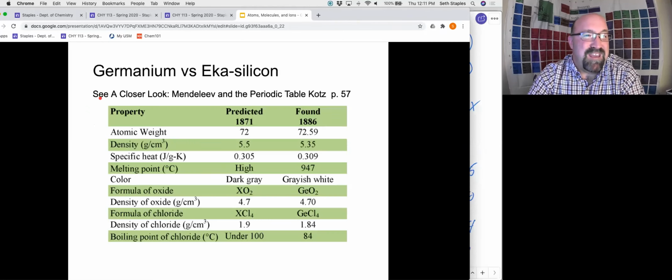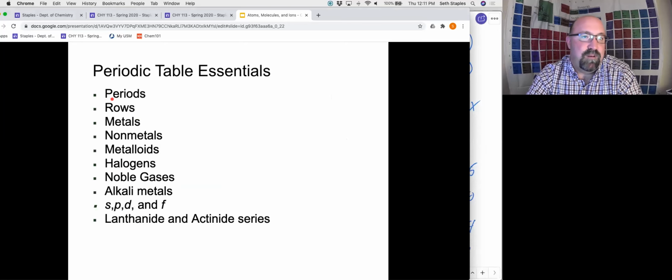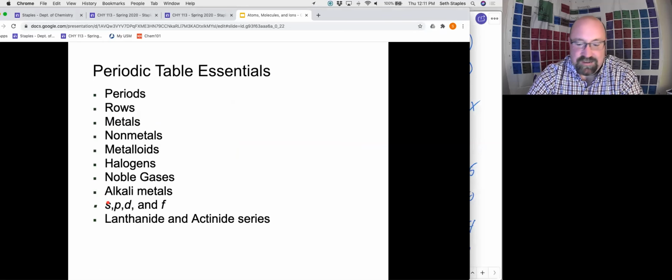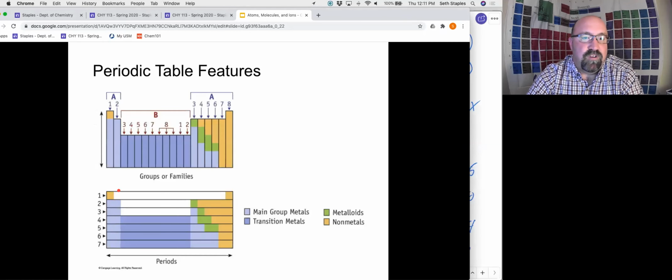For just a few basics of it, the periodic table is set up into what we call periods and rows, set up into regions of metals and nonmetals and metalloids. And we have things like halogens, noble gases, and alkali metals, and some of this we'll be getting into much more detail later on. But just some of the basics, groups or families are the vertical columns.